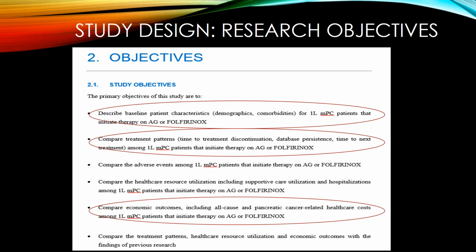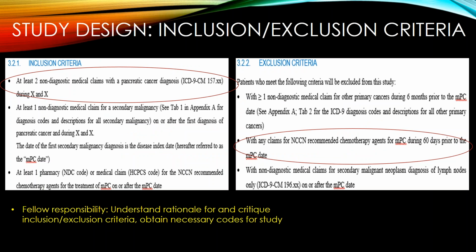So again, like I mentioned earlier, study objectives, the fellows should be acutely aware of why such and such is an objective and how it's important to the overall strategy of the study and for the brand. So, a brief look at inclusion-exclusion criteria. I don't want to spend too much time on this, but similar to a clinical trial, we're not just going to enroll every patient that is in our database, right? In this case, we want pancreatic cancer patients, and we want patients that are on our therapies.